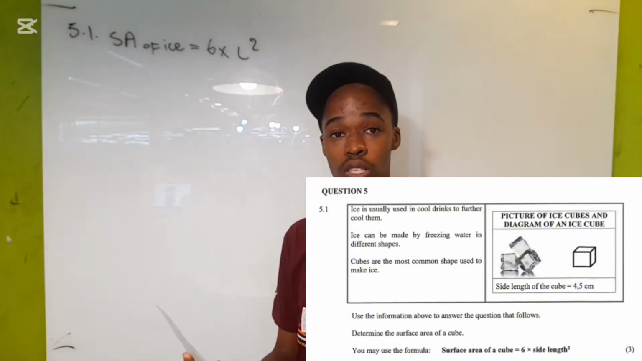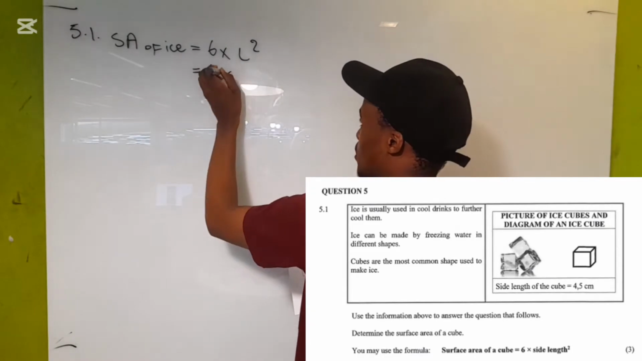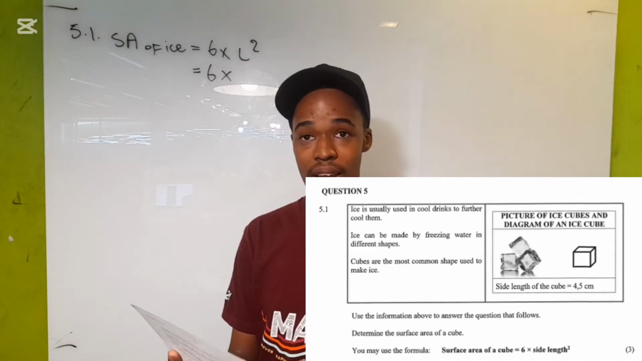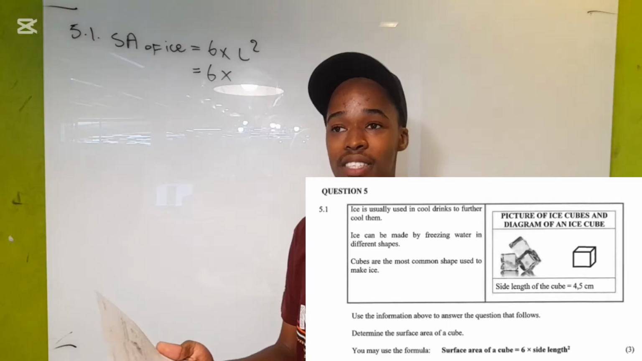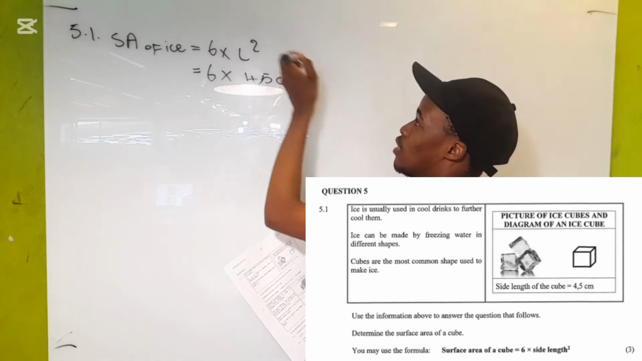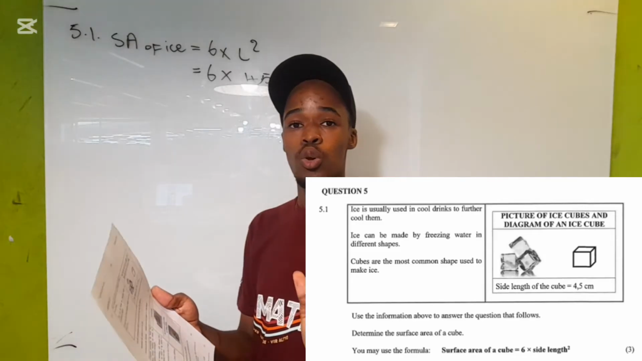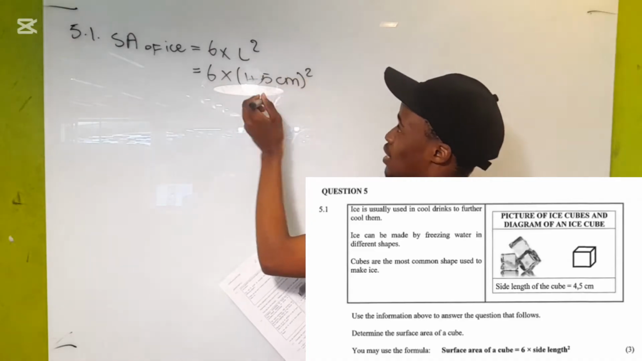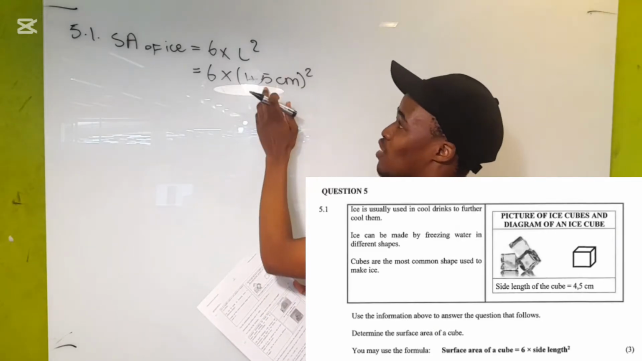Now all we have to do is just substitute and get to the answer. So we're going to say 6 multiplied by, what is the side length of our ice? Given the dimensions here, we see that the length is 4.5 centimeters. So we're just going to say (4.5 centimeters) squared. This squared is not for the centimeter, but for the whole dimension. So to not get confused, what you can do is put it in brackets like this to show that this square is not only for the centimeter as a dimension, but for the whole thing, for the number as well.